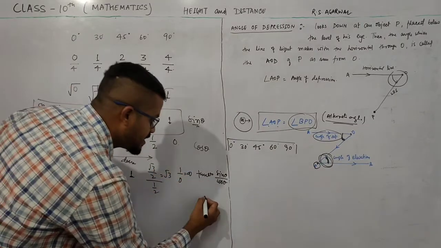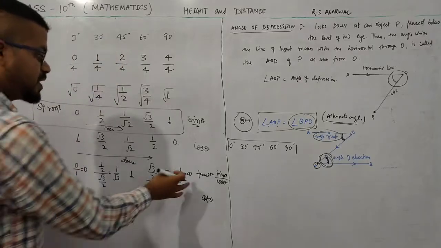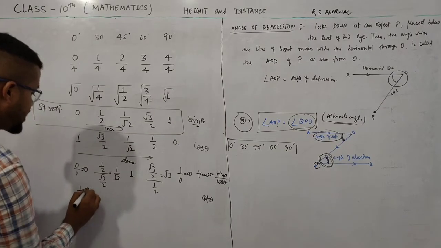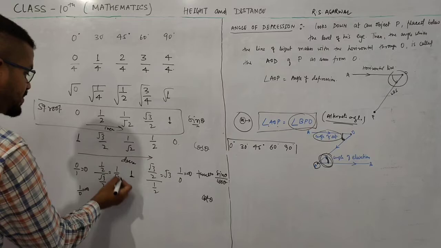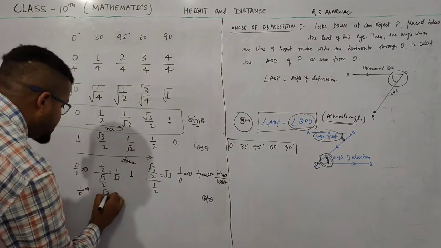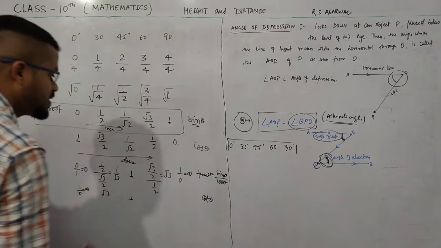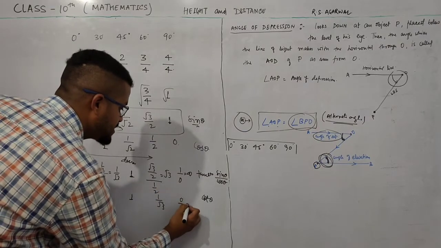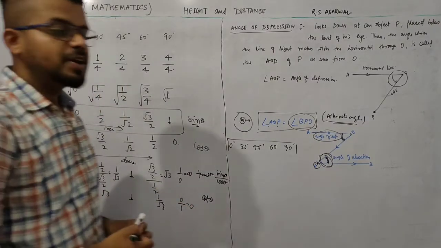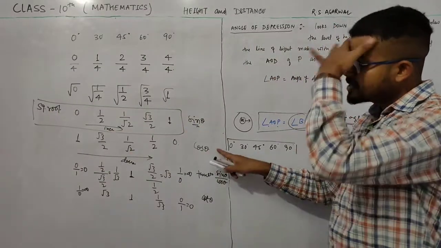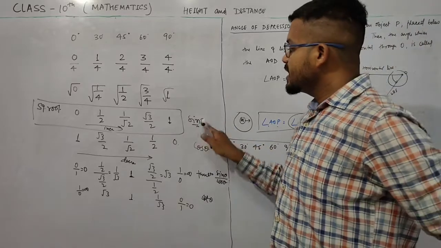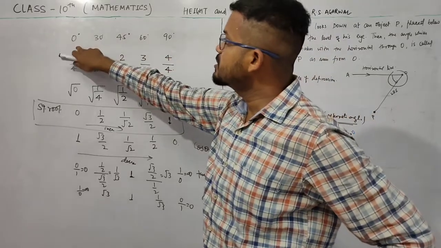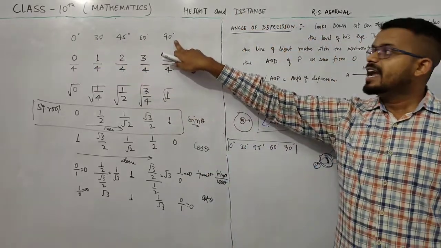Now the reciprocal of tan theta is cot theta. So cot 0 degree is 1 by 0, which is not defined, or we can say infinity. The reciprocal of 1 by root 3 is root 3, the reciprocal of 1 is 1, the reciprocal of root 3 is 1 by root 3, and the reciprocal of 1 by 0 is 0 by 1, which is 0. This is the value of cot theta. Now sec theta is the reverse of cos theta and cosec theta is the reverse of sin theta. So you can easily get all the values for the specific angles 0 degree, 30 degree, 45 degree, 60 degree and 90 degree.